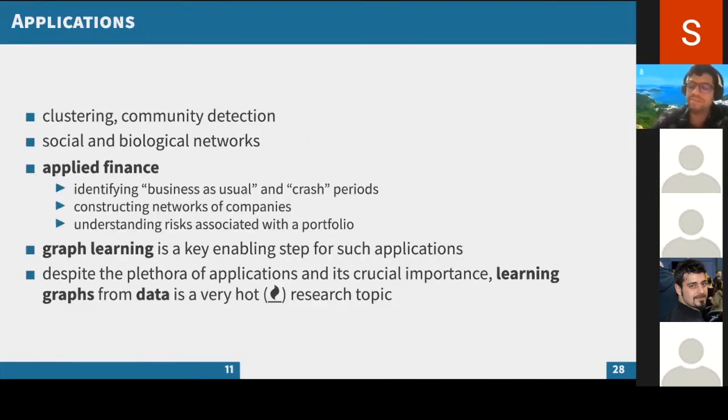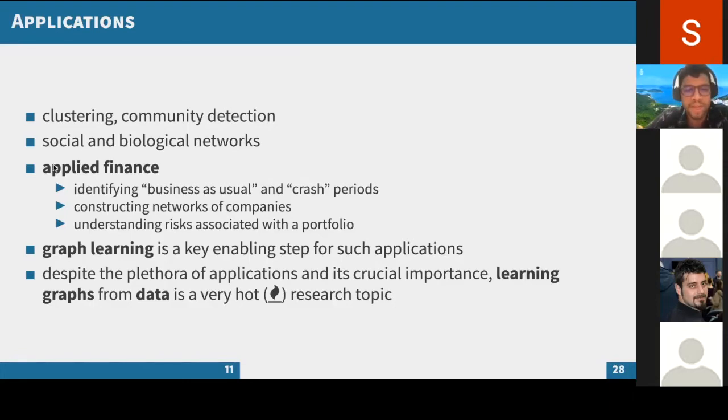So graphs have found application in many fields. We could spend the whole night here talking about applications of graphs in clustering, community detection, and also in very complicated networks such as social and biological networks. And also in applied finance, which is the field that I'm interested in, graphs have been applied, for example, to identify business as usual or crash periods, or to construct networks of companies, or to understand the risk associated with a portfolio, like the hierarchical risk parity by Lopez de Prado.